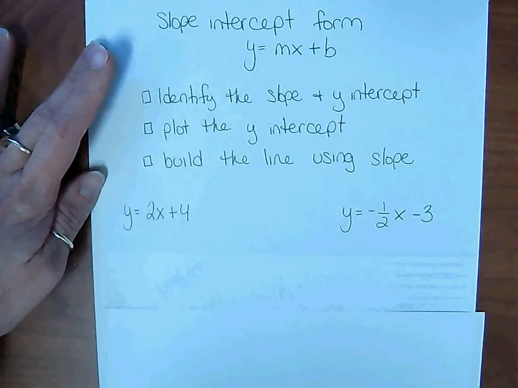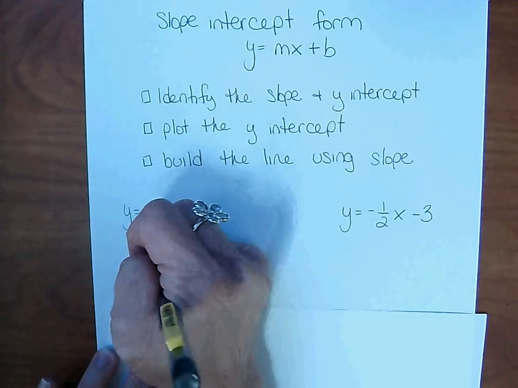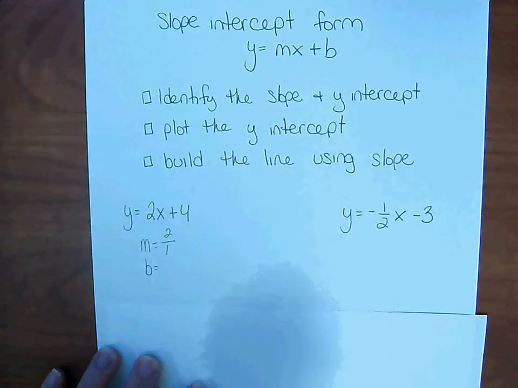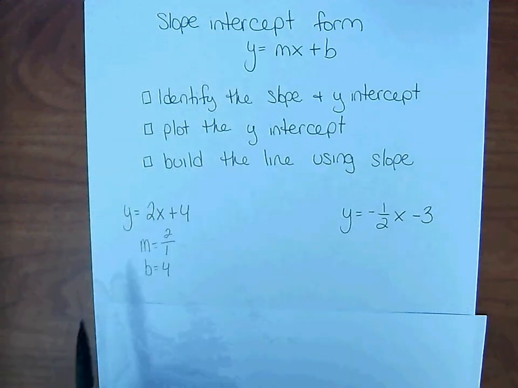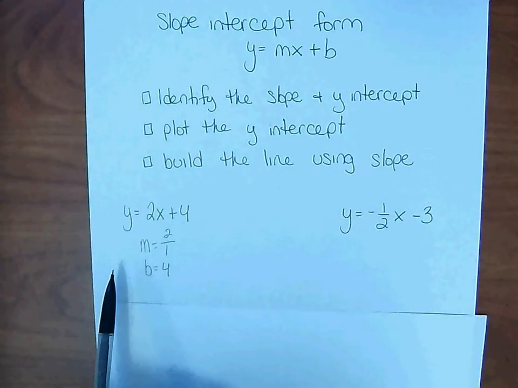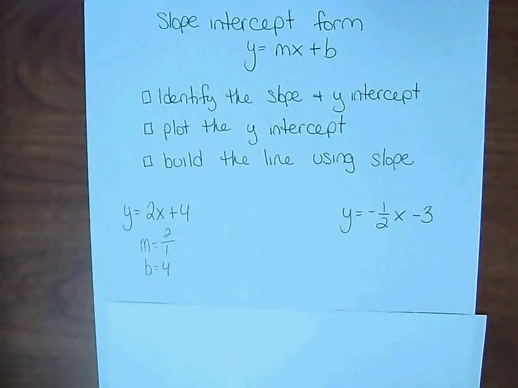So for y equals 2x plus 4, we'll identify the slope and the y-intercept. Slope, 2 over 1, y-intercept, 4. When you identify slope, it is a good idea to make it a fraction. Slope is a rise over run, y over x. And it's going to make it so you don't end up with a bunch of vertical lines on your paper.